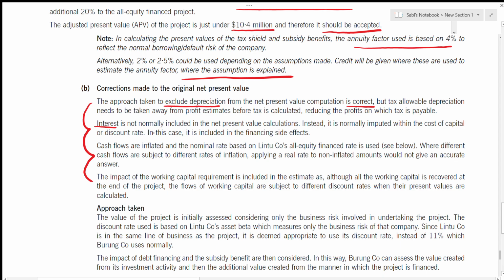Interest is normally not included in the net present value. Instead, it is normally imputed within the cost of capital or discount rate. I have explained this before. In this case, it is included in the financing side effect. You have taken the interest in the financing side effect, right? Because when you are financing, it's a debt. On debt, you have to pay interest. So you're taking interest there.